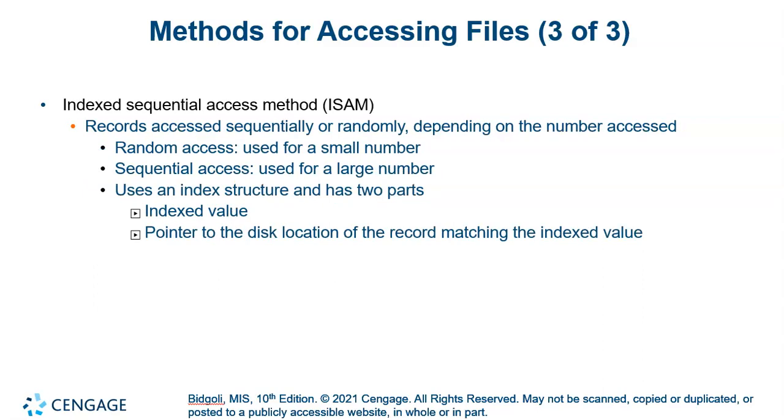Index Sequential Access Method, or ISAM, or ISAM, depending on who you're talking to, they'll pronounce it differently. This is really both. We have records that are accessed sequentially and randomly, depending on when they are. And to control this, everything is indexed. The index will point to the location of the data we need to access.